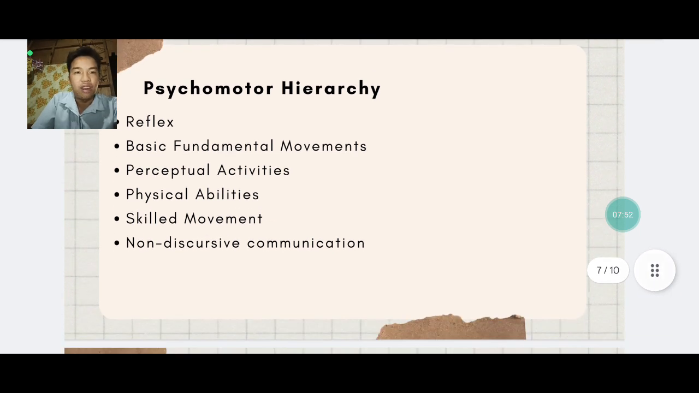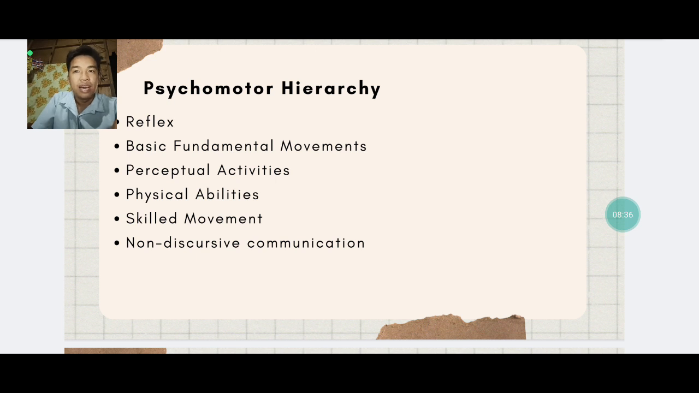First, reflex, basic fundamental movements, perceptual activities, physical abilities, skilled movement, and non-discursive communication. So we are going to discuss each one by one, and I'll give a sample learning outcome so that you can have an idea of how to write one in the future, to have a perfect sample learning outcome of what your goal is in making a lesson plan, especially when it comes to psychomotor. So in reflex, the sample learning outcome here is instinctively respond to a physical stimulus.